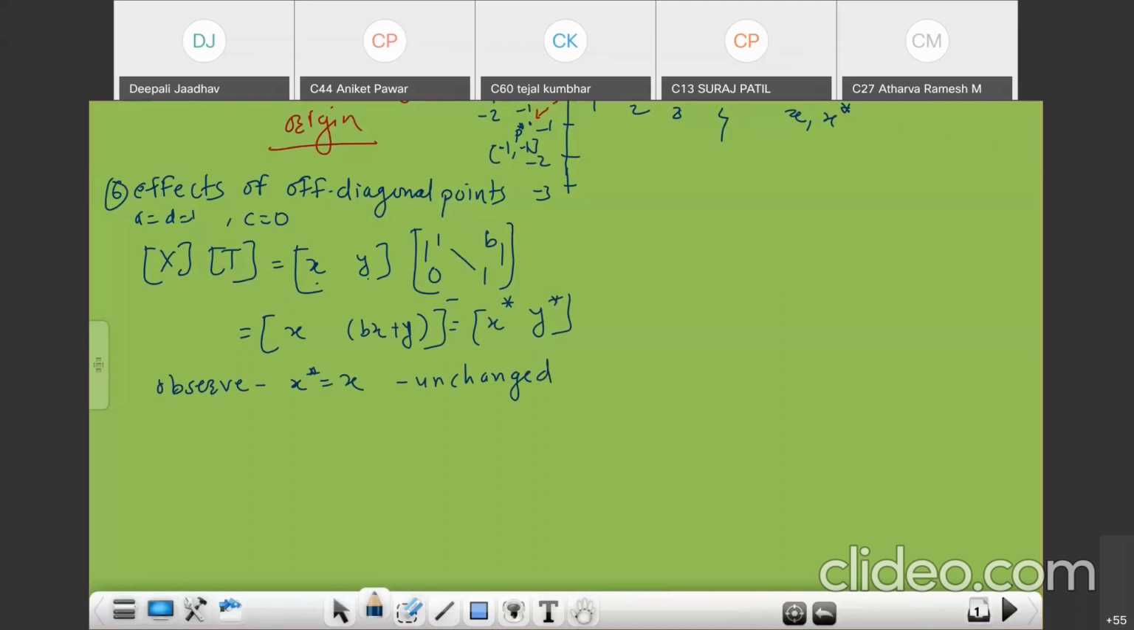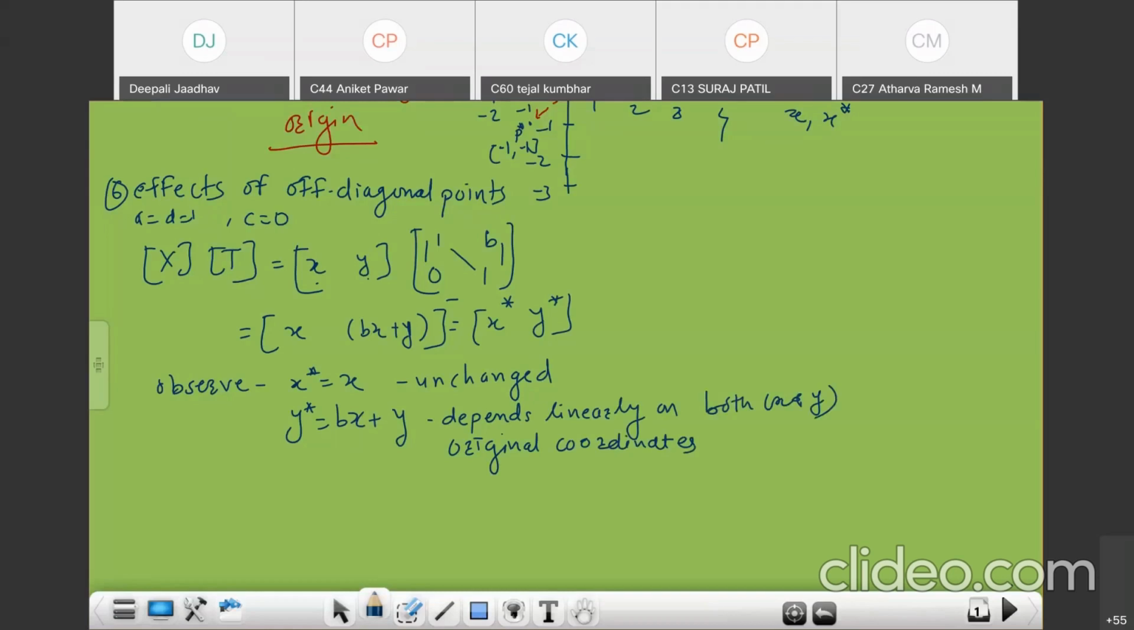But what is Y star? It is BX plus Y. What does that mean? Y star, the new point's Y coordinate, depends linearly on the original coordinates. It depends on both original coordinates, X and Y.